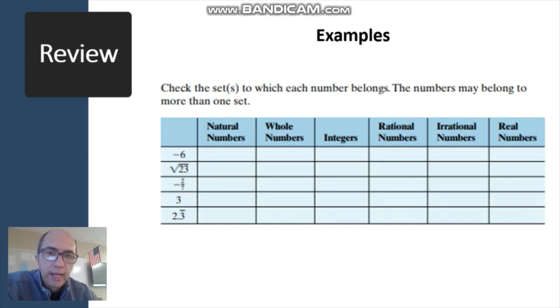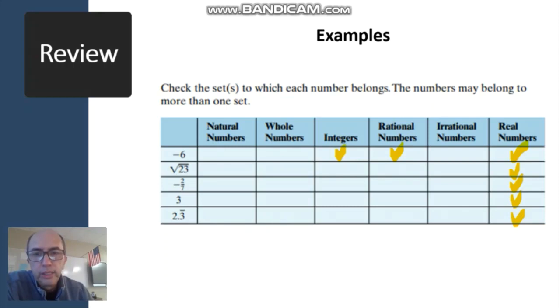Let's use this. Negative 6 is a natural number? No, because it's negative, so it's also not a whole number. But yes, it is an integer, and we can represent it as a ratio. It's not an irrational number, and I can say all these numbers are real numbers.